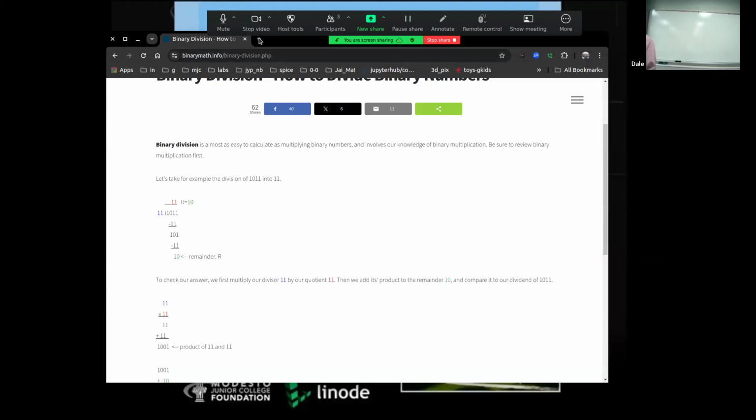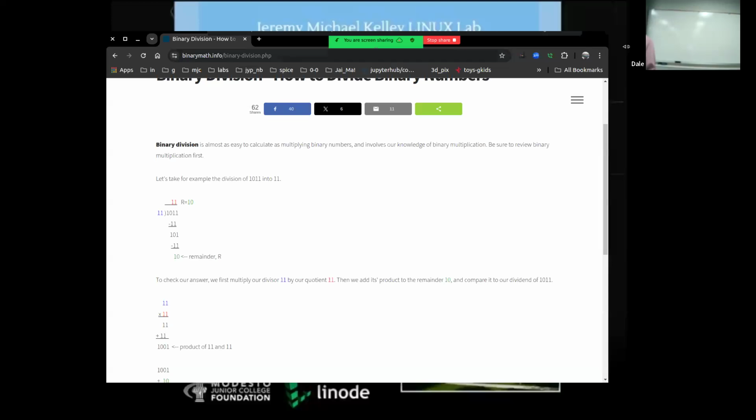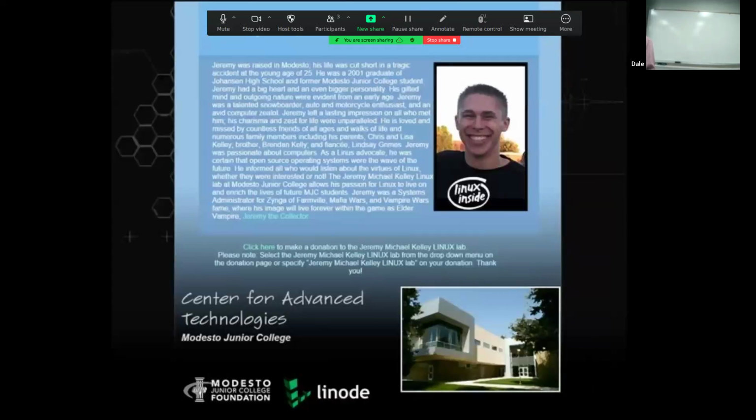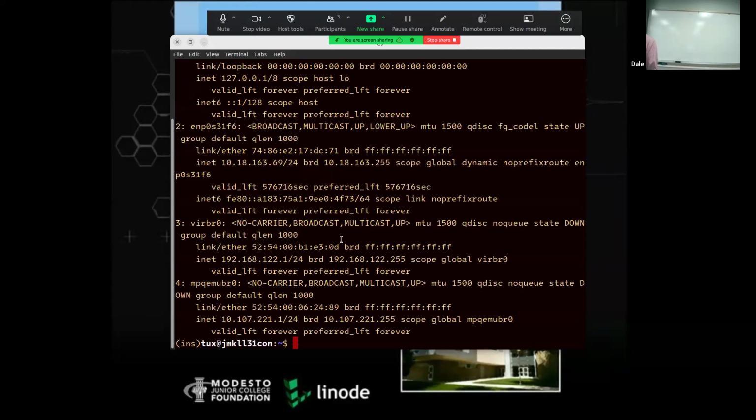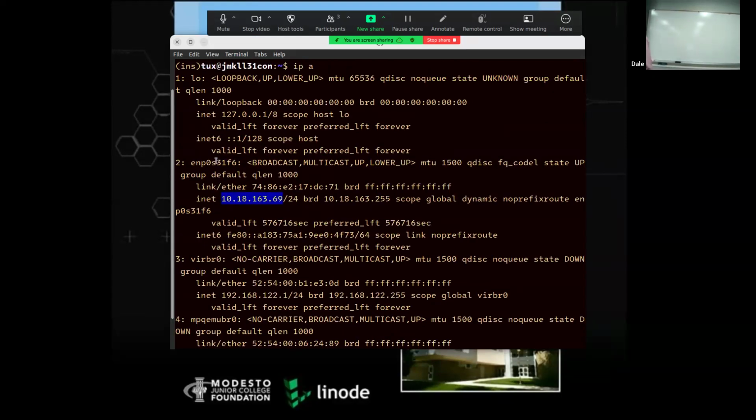On your computer, I want you to open a command line and type in ip a, whoops, lowercase. And then look for an IP address that has 10.18.163.16-something. It's going to have 10.18.163 as the first three, okay? Look for yours. Compare with your neighbor. They're all different, okay?